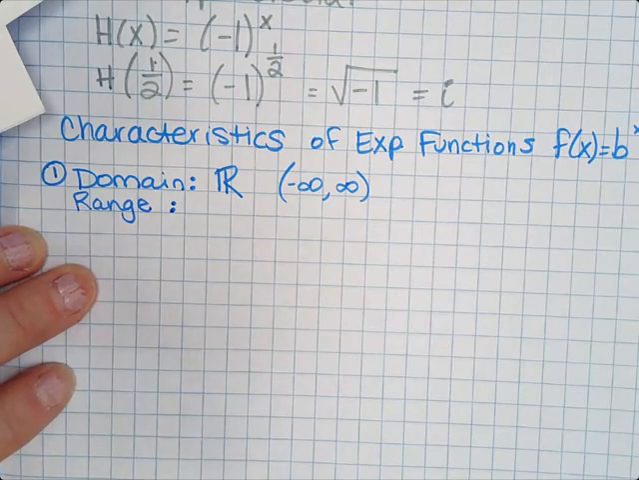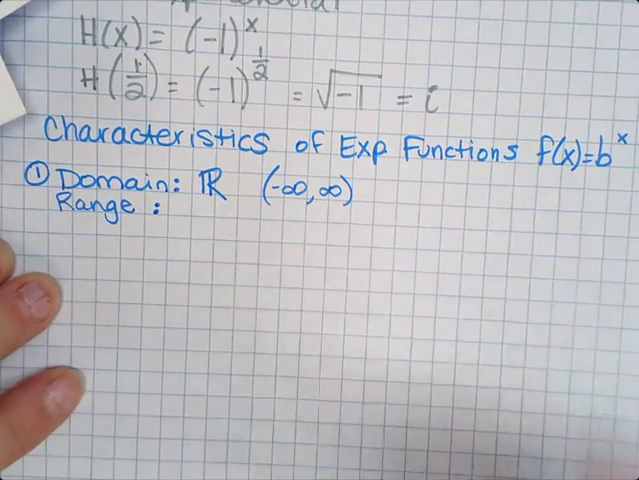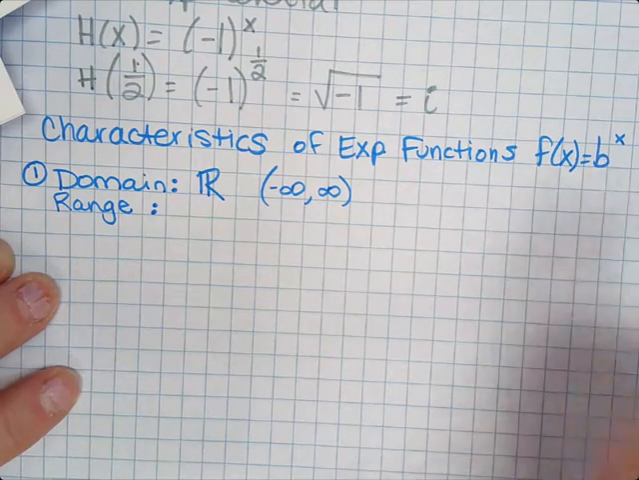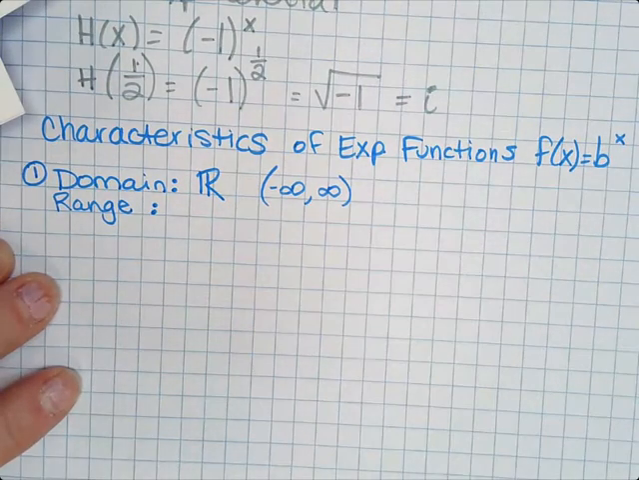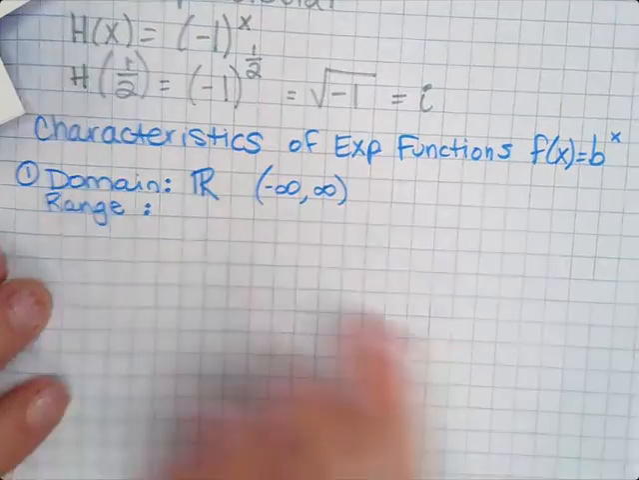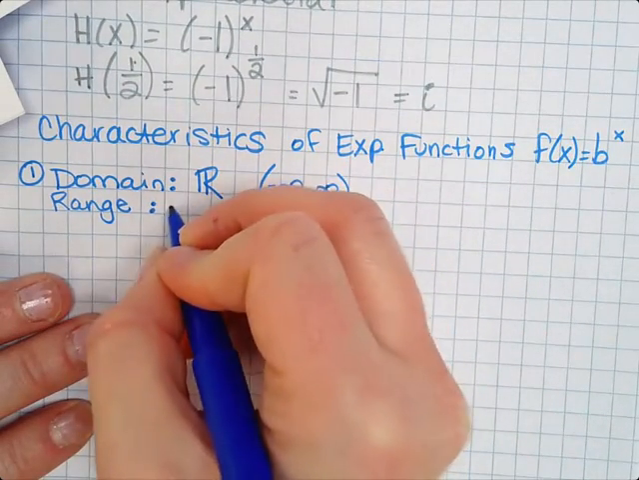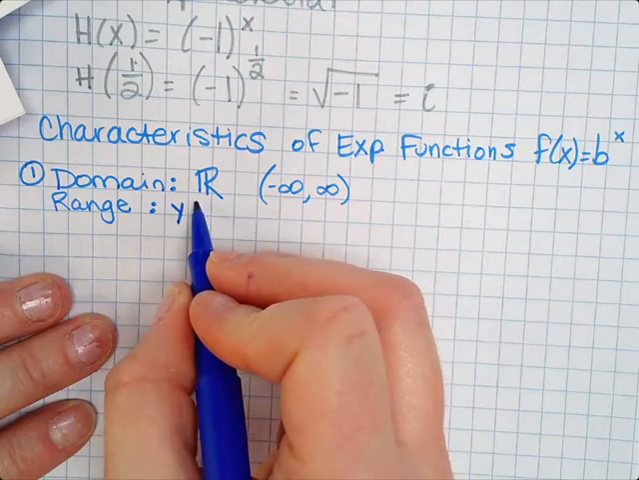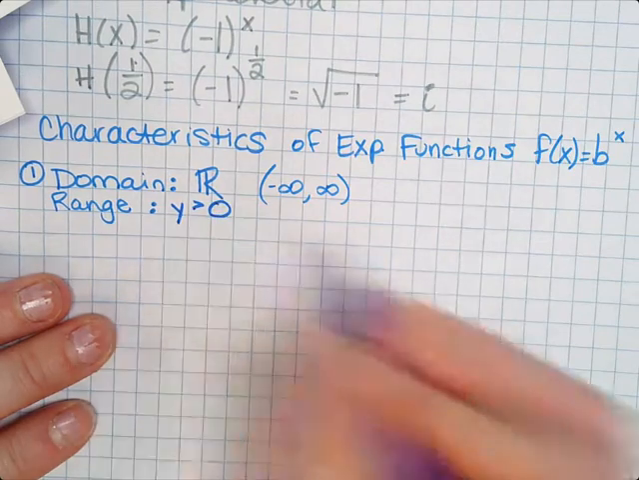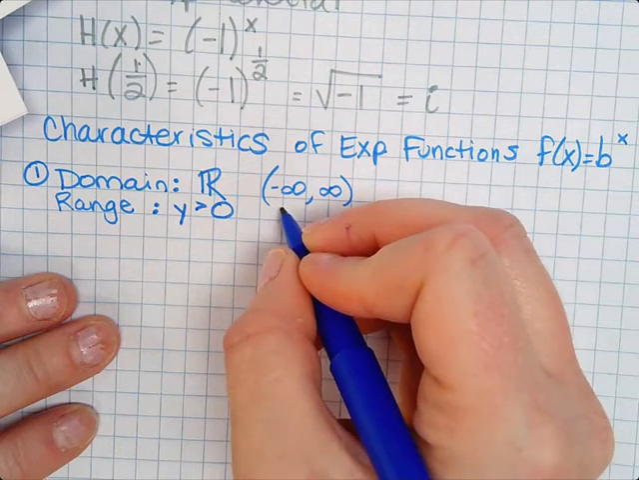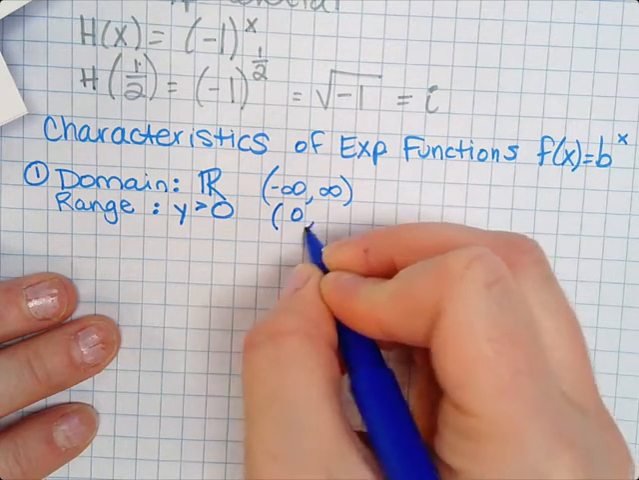In range, you're always going to do x to the 0 power first, which always equals 1. And then it's not going to cross your x-axis like that other one. So it's not going to go below 0. So y is going to be greater than 0. And we can write that as 0 to infinity.